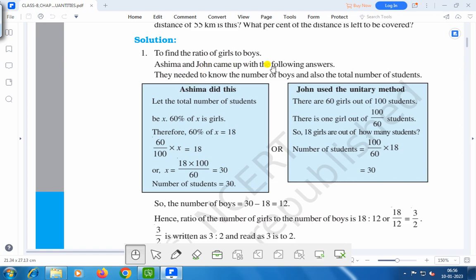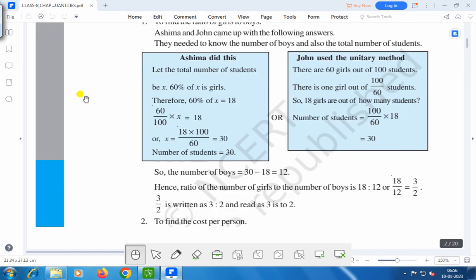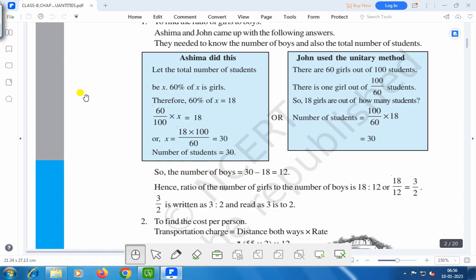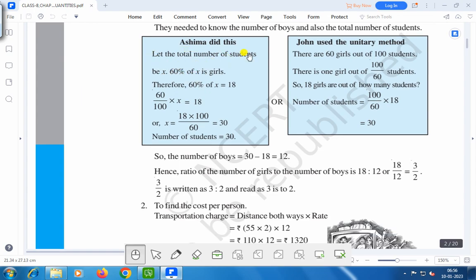Asima and John came up with the following answers. They needed to know the number of boys and also the total number of students. Asima did this. Let the total number of students be x. The 60% of x is girls. Therefore, 60% of x is equal to 18. 60/100 × x is equal to 18, or x is equal to 30. Number of students is equal to 30.